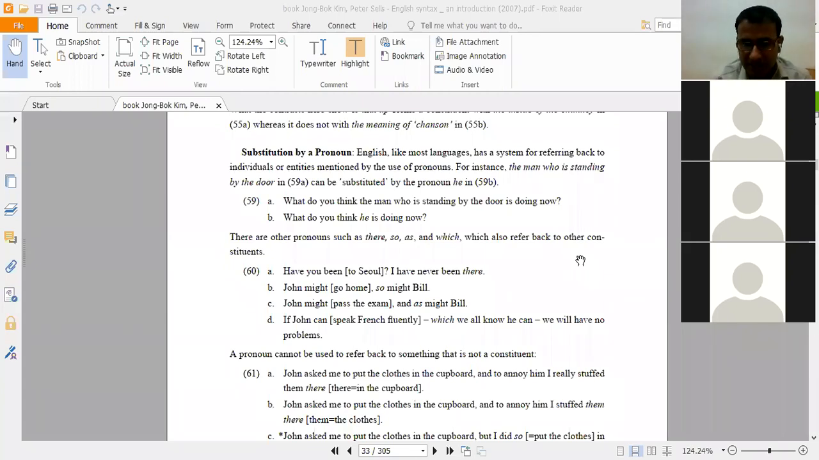There are other pronouns such as there, so, as, and which. They also refer back to other constituents. Now these will also help us in removing, substituting, and changing noun phrases. Have you been to Seoul? I have never been there. There is referring to what? Seoul. John might go home. So might Bill. So is replacing what? Go home. So might Bill, meaning Bill might also go home. John might pass the exam and as might Bill. As is replacing what?